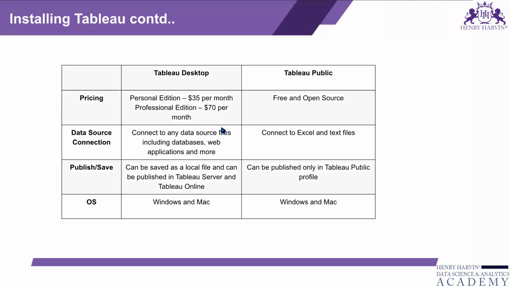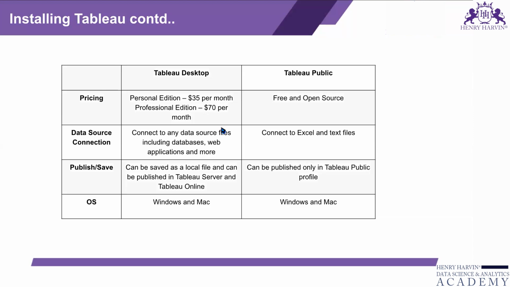Here we have two options, Tableau Desktop and Tableau Public. For Tableau Desktop, the pricing is $35 per month for the personal edition and $70 per month for the professional edition. Here you can go with the collaborative mode, so you have additional options with Tableau Desktop. But Tableau Public is free and open source. Because we are learning how to use it, I would suggest we all go with Tableau Public.